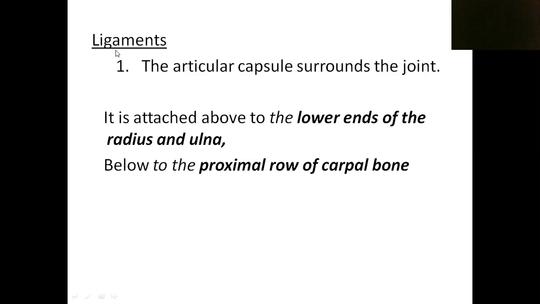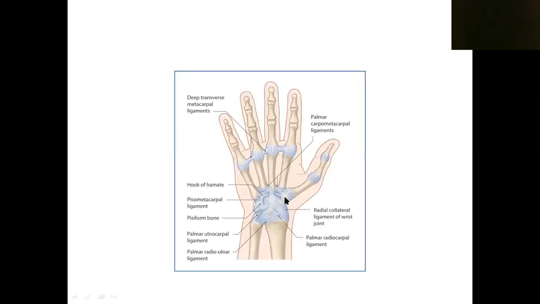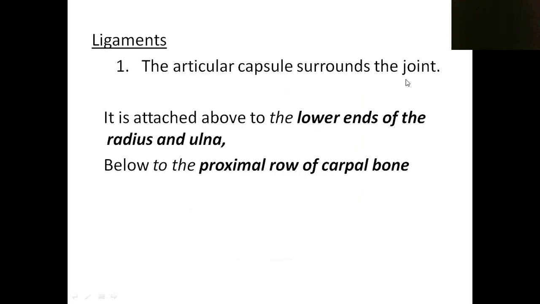Now supporting factors like ligaments. First one, the articular capsule. The capsule surrounds the joint, or it encloses the joint like this. See this fibrous structure, this is the capsule. Actually we have to remove this capsule in order to see the joint. So the capsule encloses the joint.